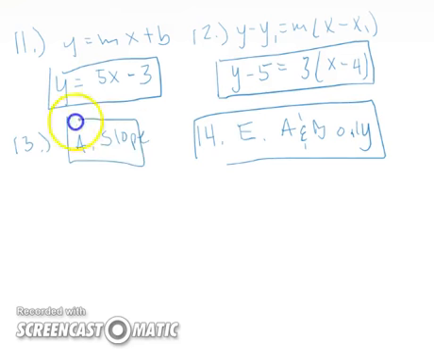Sorry, I got a box on my answers. Okay, all right, number 15. Let's get to number 15. Number 15 says write the equation of the line parallel to y equals negative 3x plus 6, and it goes through point negative 3, 5.